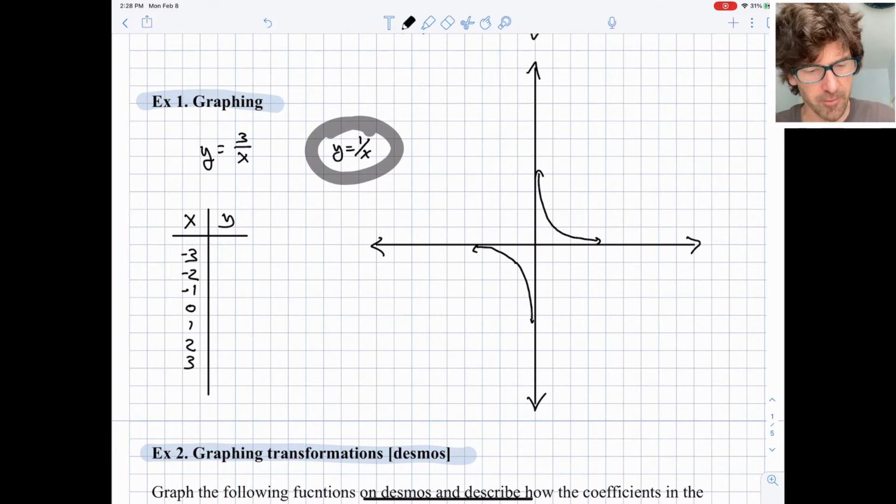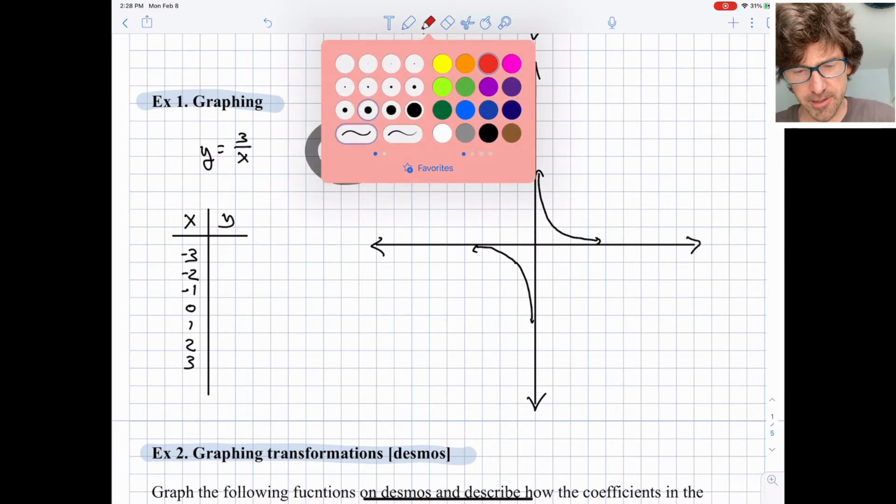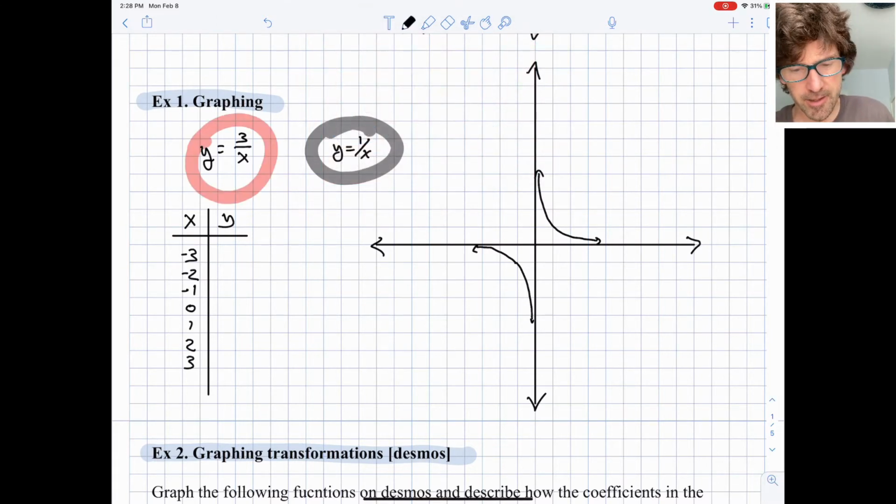Let me graph y equals 3 over x in red. Okay, and I think you can see that that's just a vertically stretched version of our parent function. Every y value is being multiplied by 3. So if x is 1, y is going to be 3. If x is 2, y is going to be 3 halves. And if x is 3, y is going to be 1.